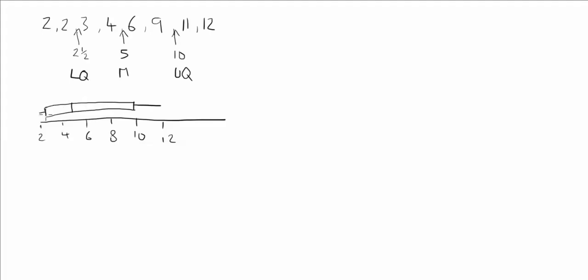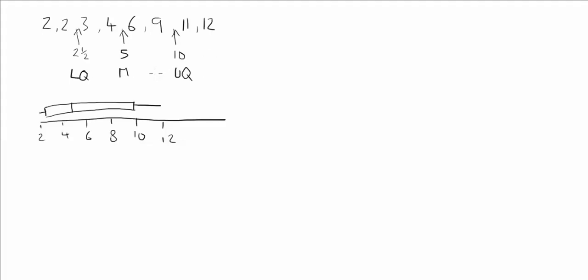Line at 2.5 the lower quartile, median at 5, upper quartile at 10, and then the whiskers going to the maximum and minimum values. Quartiles, like lower quartile, are sometimes called quartile 1, quartile 2, quartile 3 as well.